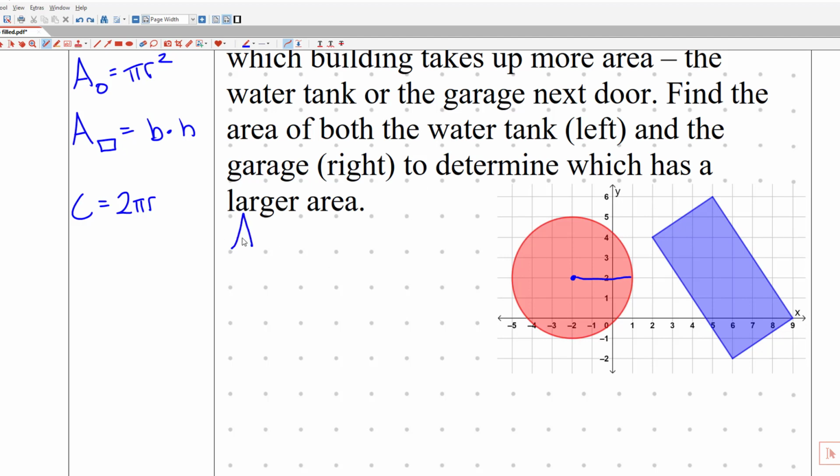So the area of my circle, maybe I can do this in red so it makes it more clear. Area of a circle is pi r squared, which is pi times 3 squared, which is equal to 9 pi. Since we're going to be comparing two areas, we might want to actually approximate what that is. 9 pi is approximately 9 times 3.14.